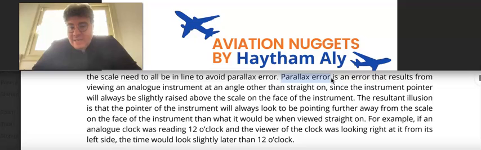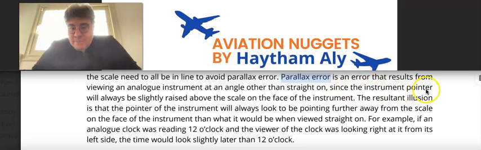So what is the parallax error, everybody? Parallax error is an error that results from viewing an analog instrument at an angle other than straight on. The parallax error is familiar with the analog instrument, like the pointers on a scale, for example, the altimeter, the airspeed indicator. It is initiated from viewing an analog instrument at an angle other than straight on.